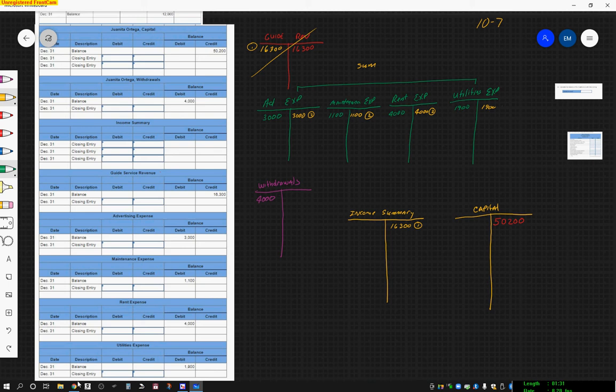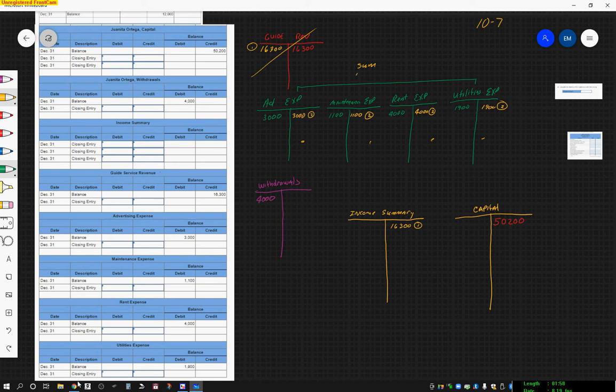So $3,000 debit, $3,000 credit, $1,100 debit, $1,100 credit, $4,000 debit, $4,000 credit, $1,900 debit, $1,900 credit. So these are our credit transactions, right? So we see our credits. When we journalize it, we'll have four separate lines, one line per expense account. We take the sum total of all of those, and we come up with, let's see, 3, 4, 19. I'm going to say we come up with $10,000.